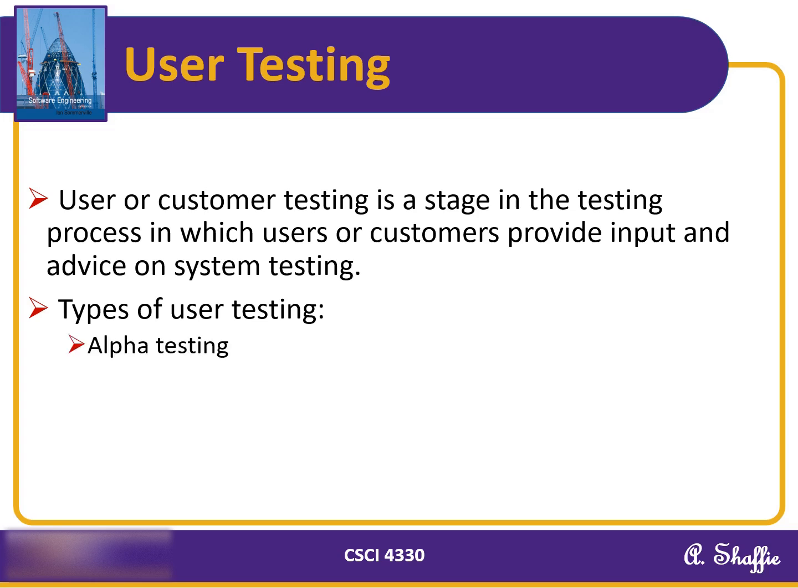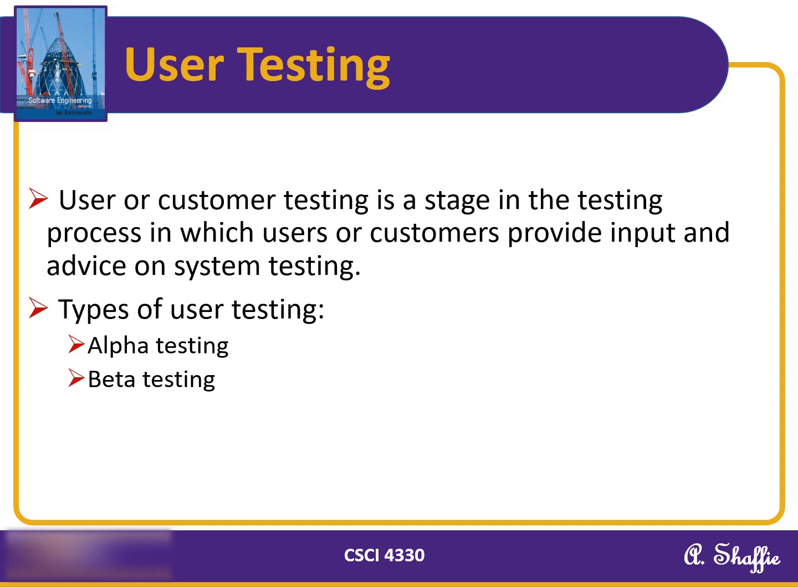The first one is alpha testing. This is conducted in-house by the development team, but involves selected users or customer representatives. For example, a library management system could have library staff test features like borrowing books or sending overdue notifications to ensure that the system meets their needs.